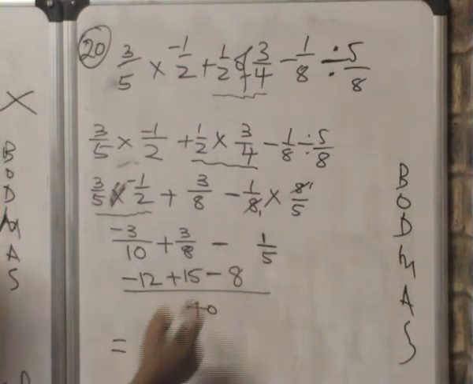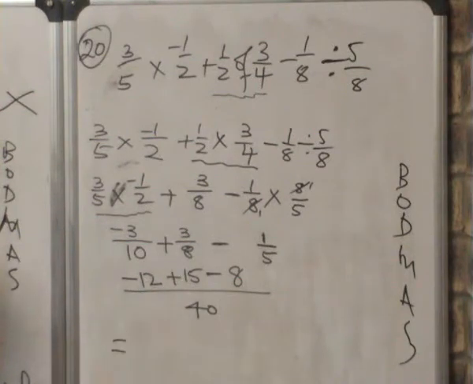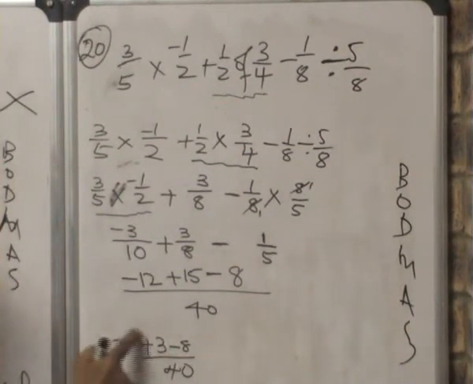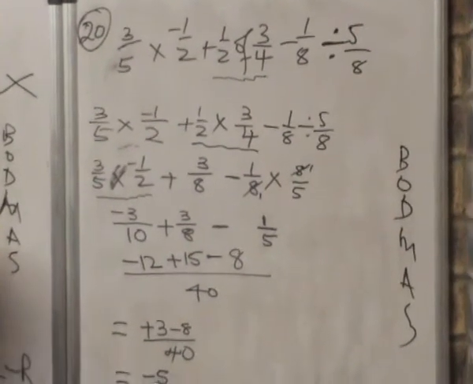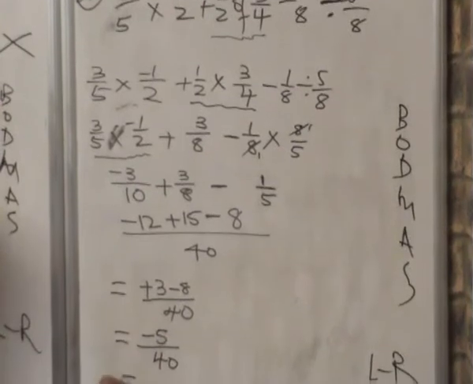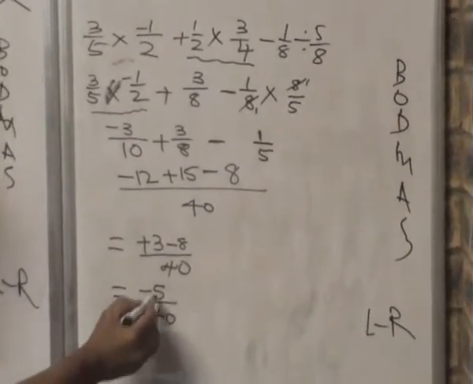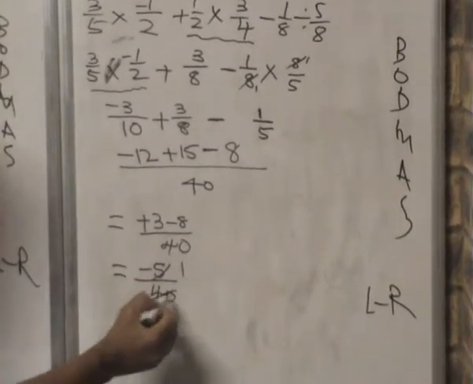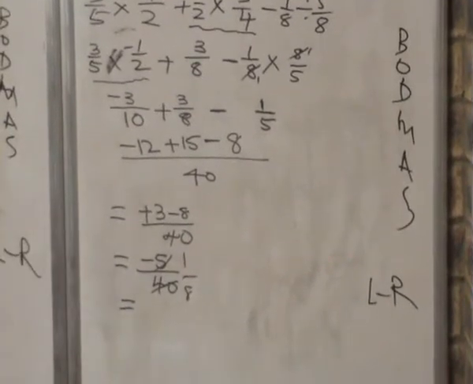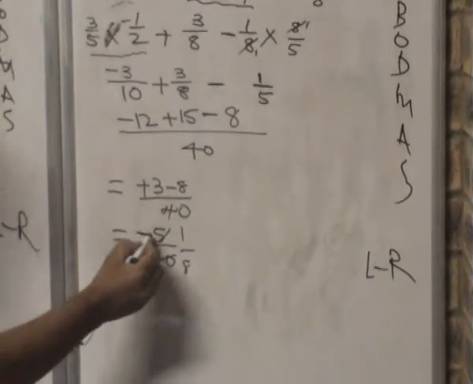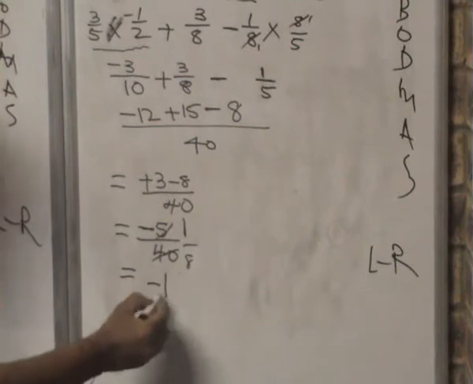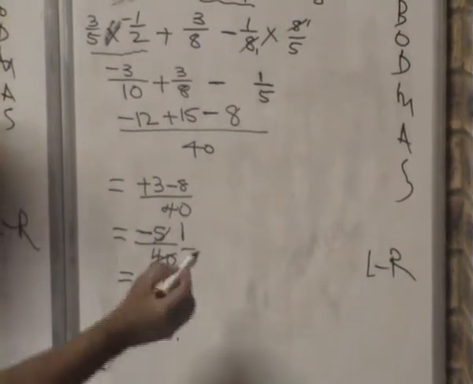Now moving from left to right, minus 12 plus 15 will give you plus 3, minus 8 all over 40. Plus 3 minus 8, I have 3 and I owe 8, so I owe 5 over 40. And now when I look at this carefully, 5 can divide into 5 one time, and into 40 eight times. So the final answer is minus 1 over 8.